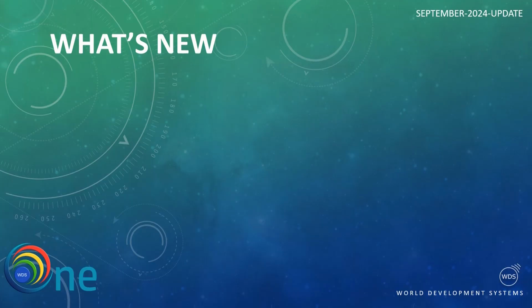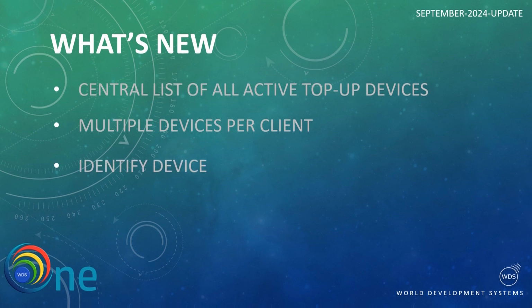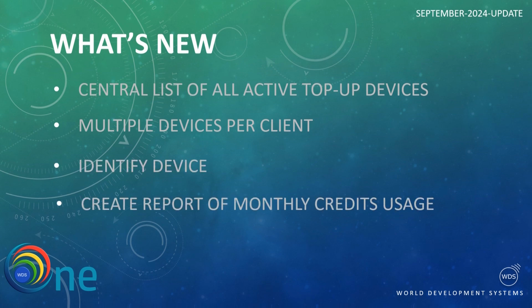In this release then, we are adding some useful tools to help you manage the top-up devices more easily, and also ways of keeping track of your costs. So in this new release, the focus is on seeing a central list of all active top-up devices, having multiple devices per client, being able to identify a device, and then creating a report of monthly credits usage. So let's just go back and have a quick look at each of these items in turn. Just a reminder, there's more information on each of these topics in the user guide area of the One website.